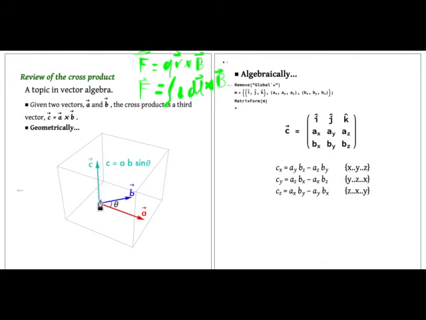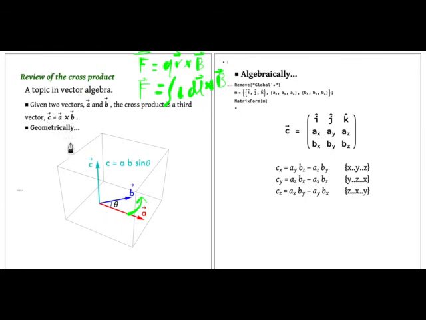Now that gives you two possibilities. C can either be perpendicular upward or perpendicular downward. So which is it? Well, it's given by the right-hand rule. If the fingers of your right hand curl from A to B, then the thumb points in the direction of C. So, picture this little diagram here and let your fingers point in the direction of A and then curl around to the direction of B using your right hand. Your thumb will be pointing upward. So that's the direction of the vector.